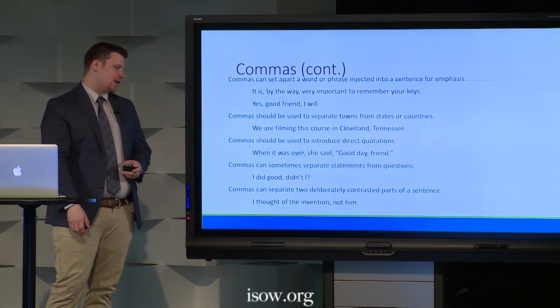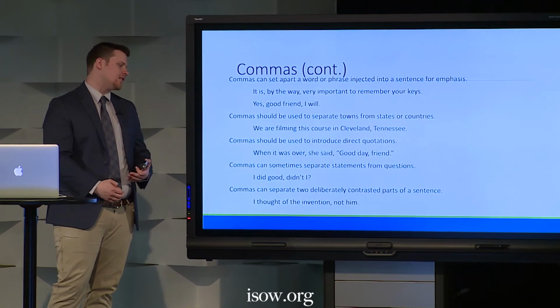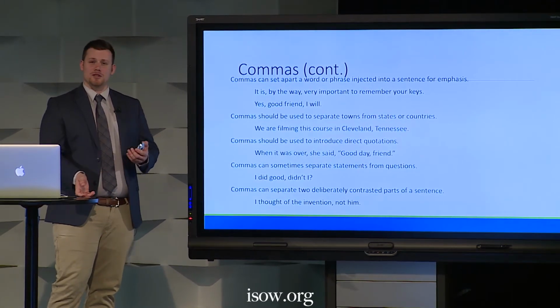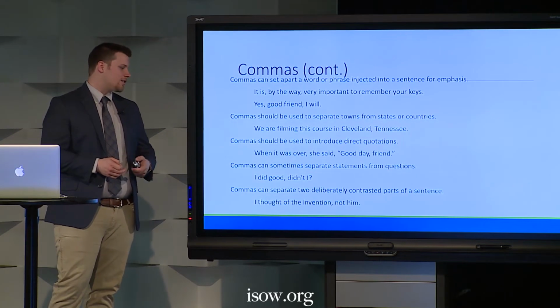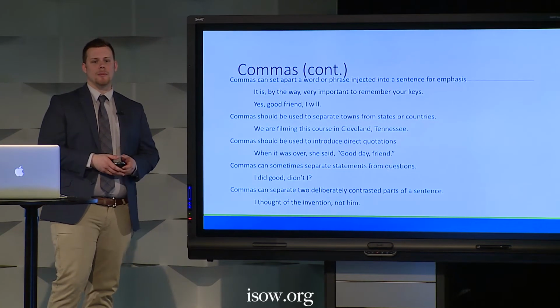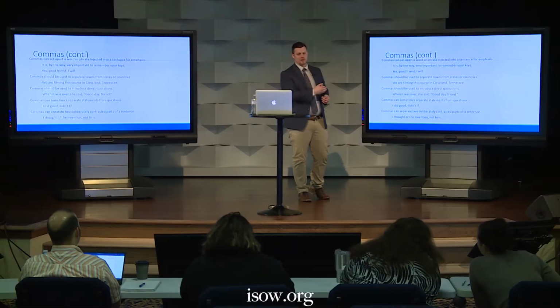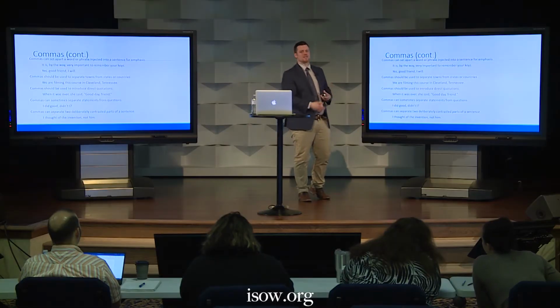Commas can also separate two deliberately contrasted parts of a sentence. So if you want to show contrast between two clauses, you can separate them with a comma. I thought of the invention, not him. So this separates I thought of the invention, and it contrasts it to not him.